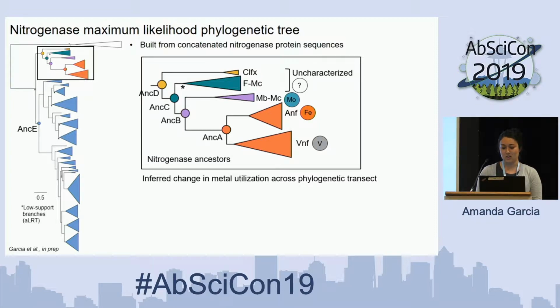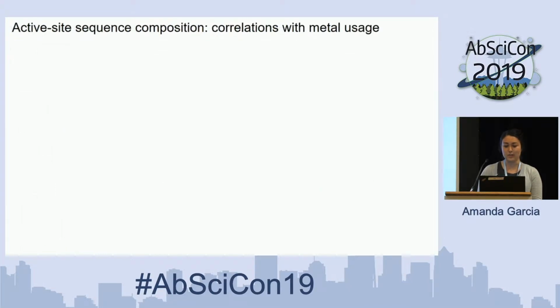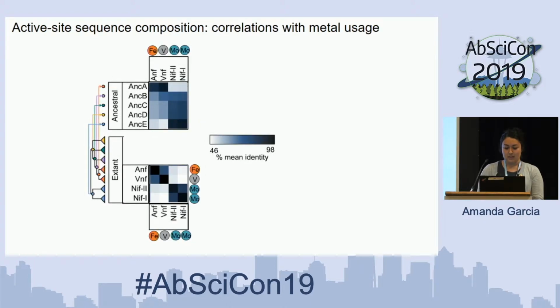And so it's here where we specifically reconstructed and analyzed ancestral nitrogenase sequences in order to basically track this history of metal usage. Okay, so the first thing we wanted to look at was the active site sequence composition and see if we could find anything that appeared to correlate with metal binding. So on the bottom, these are pairwise comparisons of extant nitrogenase forms against each other.